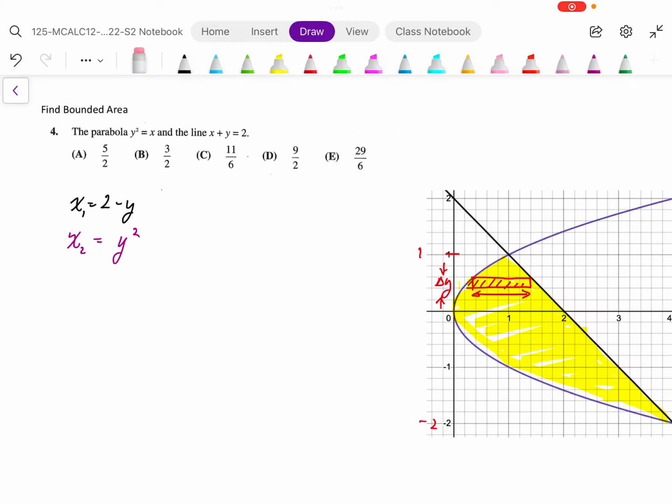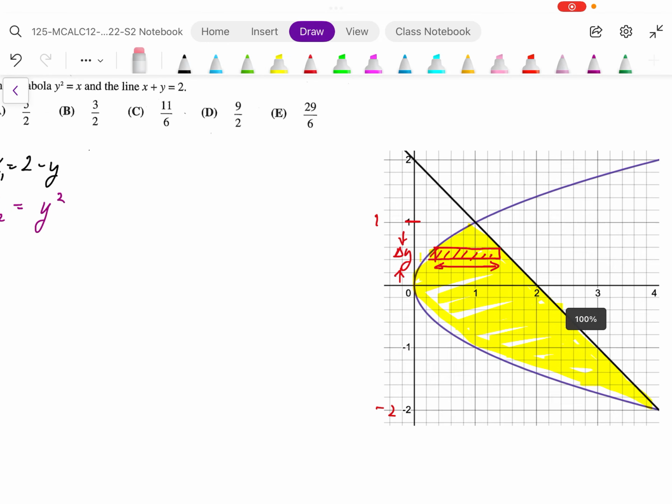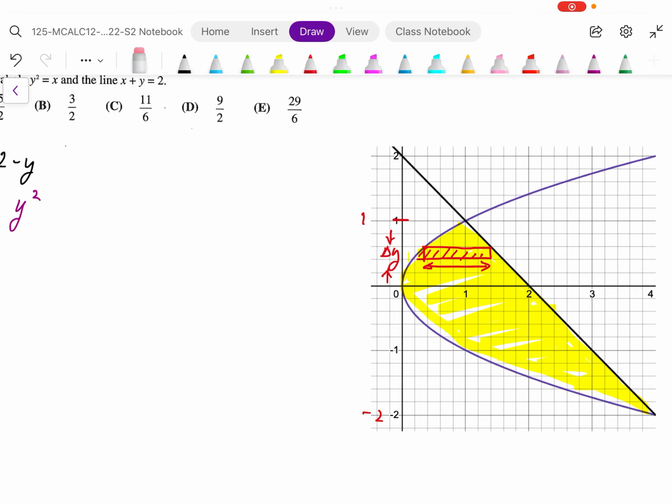This question is from page 317 in the Barron's workbook, number 4. It asks to find the bounded area between the parabola y squared equals x, which I've drawn in purple here, and the line x plus y equals 2, which is a black line. The area that we're looking for is the yellow area.